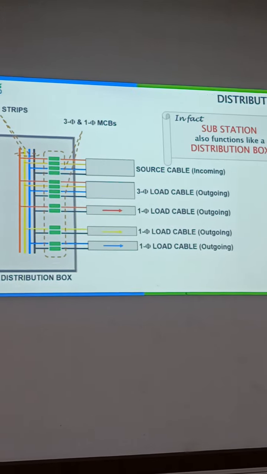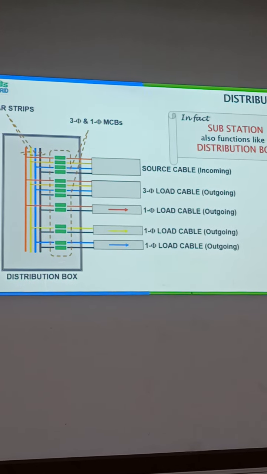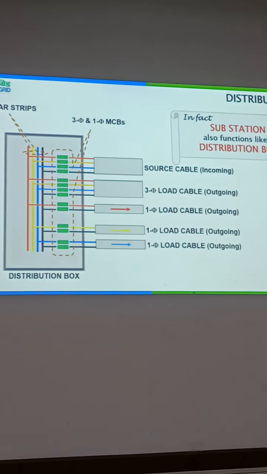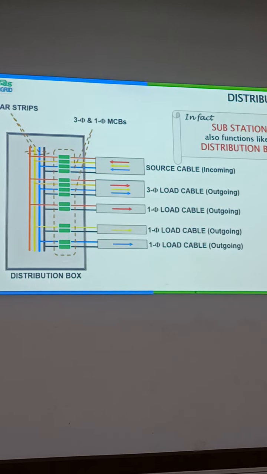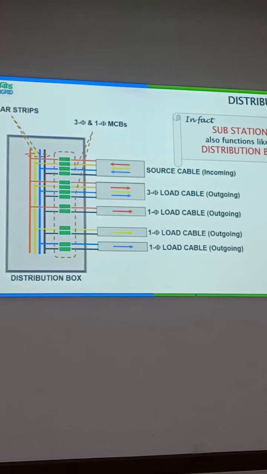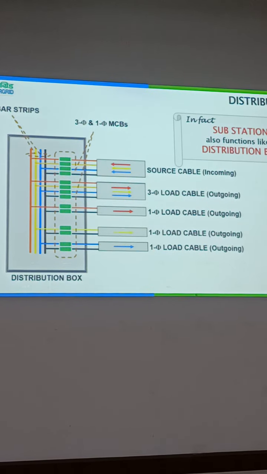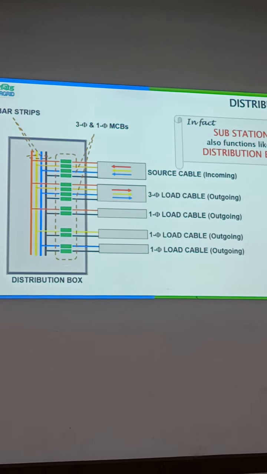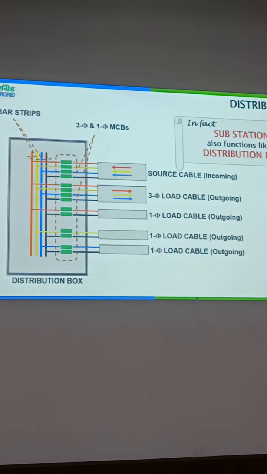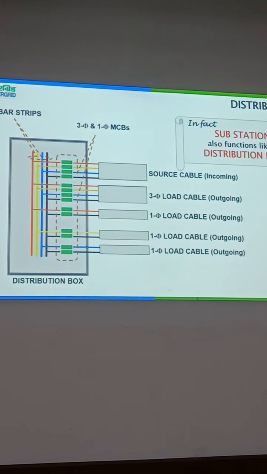It is mandatory that for exchange of power between the circuits, there should be a common point of connectivity. And that common point is known as busbar. Just check your books, you will find that definition. Definition of busbar.